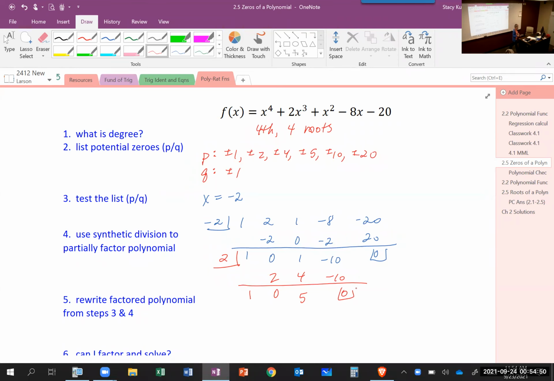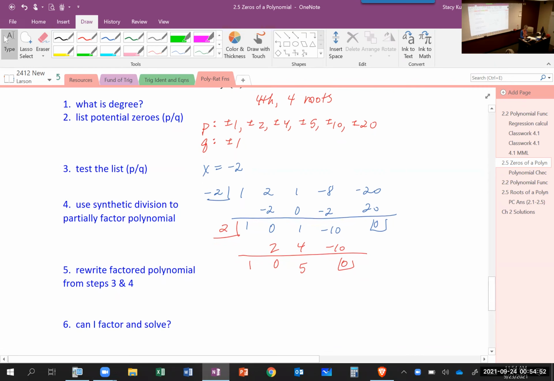So I'm just going to rewrite my list of factors that we have found so far. I thought it was 2. Oh, I didn't do it right. Yeah, you're right. 2, 1, 2, and 5. Thank you. Before we got too far. So I have x minus 2 that we started with, x plus 2, and x squared plus 2x plus 5.